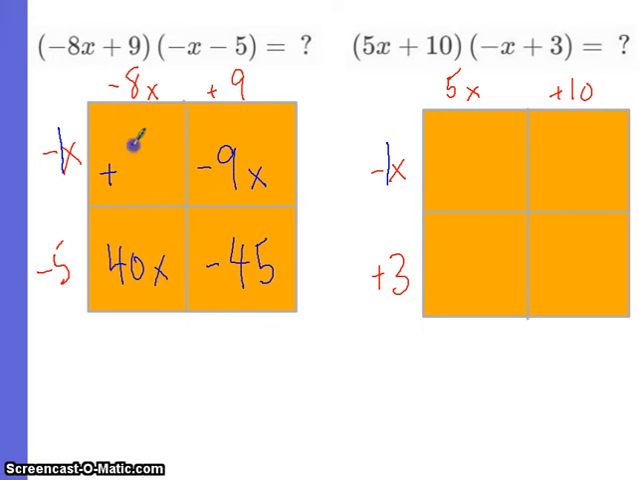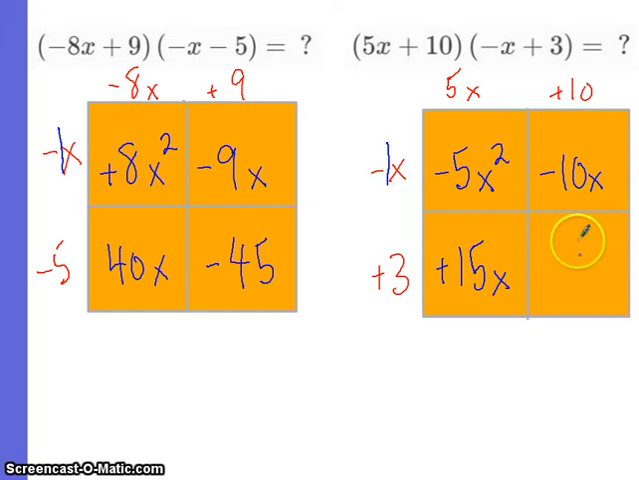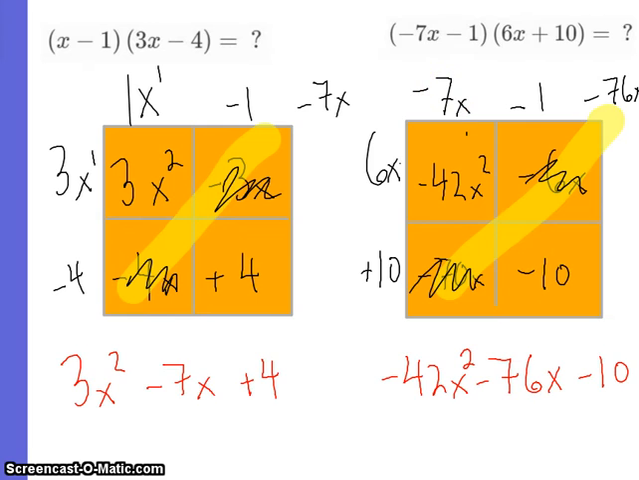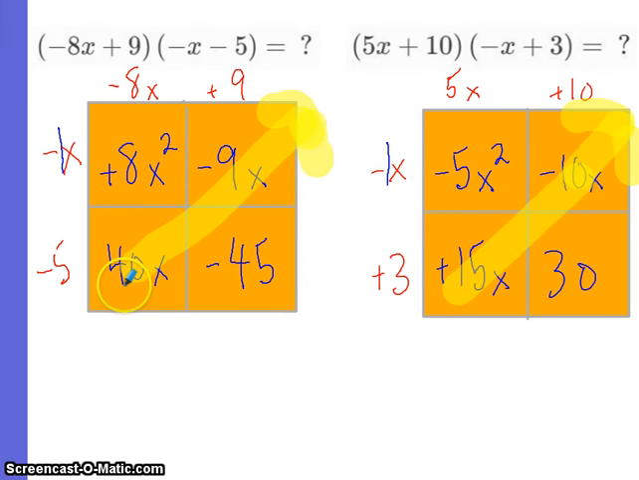And negative times a negative is a positive 8x, and there's an x here and an x here for a total of 2. And then 5 times negative 1 is negative 5, x to the second. 10 times negative x is negative 10x. 5 times 3 is 15x, and 3 times 10 is 30. And then the like terms, 40 minus 9 and 15 minus 10. So last time they were both negatives, so they added together and became more negative, but this time they're opposites. So 40 minus 9 makes 31, and 15 minus 10 makes 5.